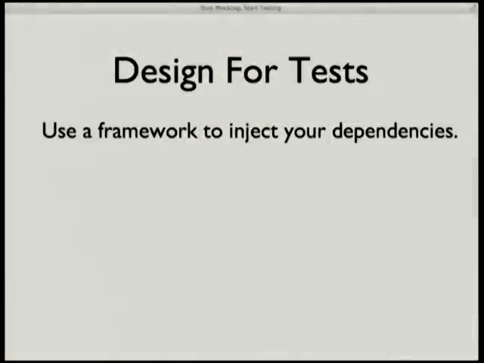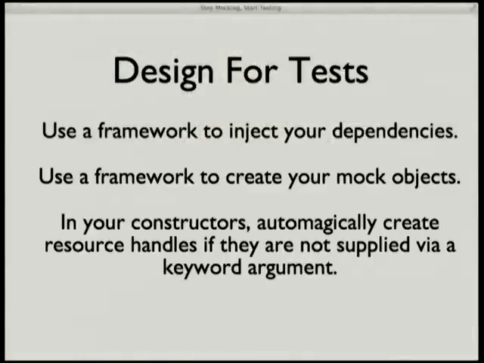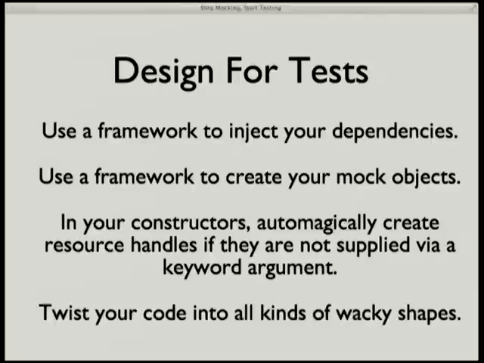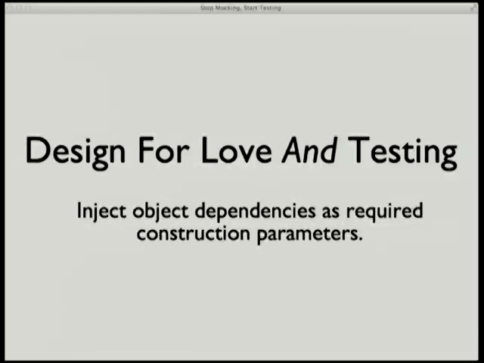And so we've changed our design around for testing. We use a framework to inject our object dependencies. We use another framework to create our mock objects. In our constructors, we automatically create our dependencies if they're not passed in. And we twist our code around a little bit to make things work. No, that's not what we do. We stopped doing all of those things. We had done those things, and we actually believed that they were virtuous at the time, and we've moved past them much, much happily. We now design for code that we can both test and love.